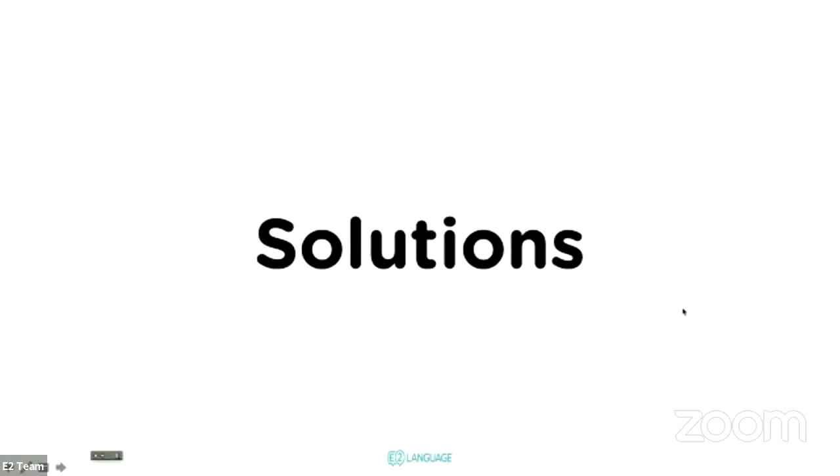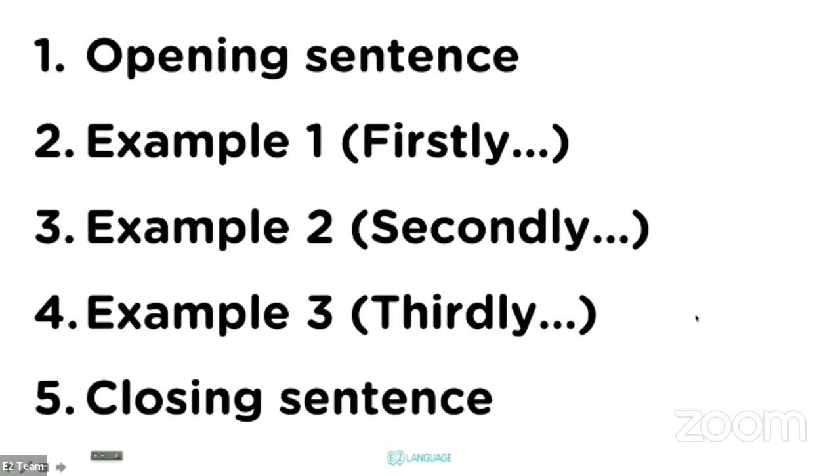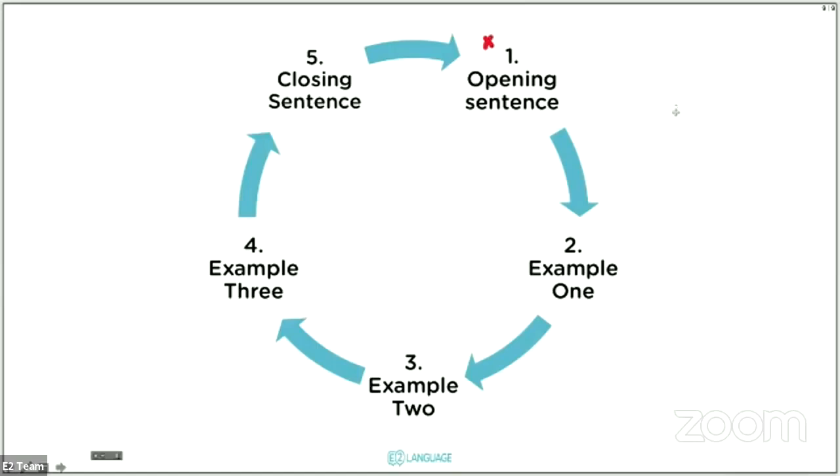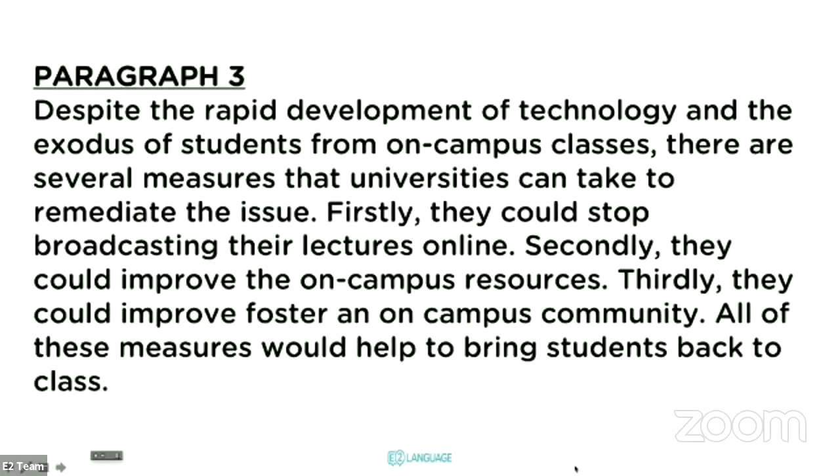So we're going to write one paragraph that talks about solutions, plural, more than one. And our paragraph is going to look like this. We're going to have an opening sentence. We're going to have three examples. Example 1, firstly. Example 2, secondly. Example 3, thirdly. And a closing sentence. And we're doing this because we need to talk about solutions in a single paragraph. So it's going to sort of be like this. It'll still have a logical structure. We're still going to have an opening sentence. Example 1, example 2, example 3, and then a closing sentence. So it's still logical. Let me read you mine and I'll show you what I mean.